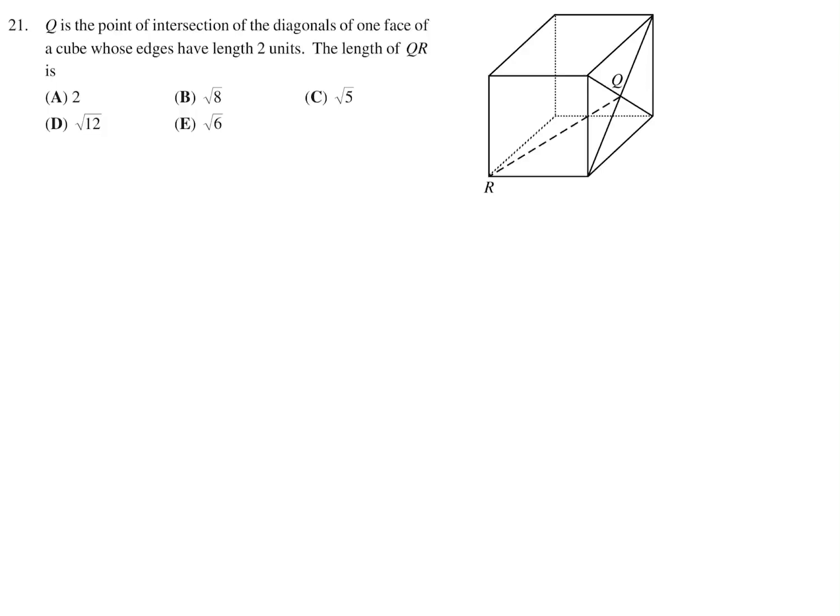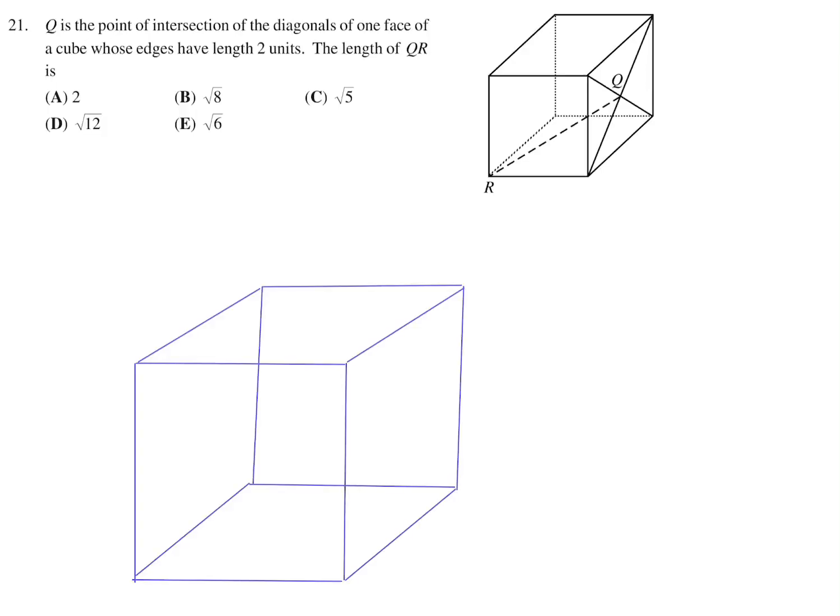All right, let's draw this out a bit bigger. So here's our cube, and I'm going to draw the diagonals now. There's one diagonal, and there's another diagonal. And this is the line that they are most interested in this question. And of course, this is Q, and this is R. So the only piece of information they've given us is that the cube has edges of length 2. So this is 2, this is 2, this is 2, and so on. You get the point. All the edges have the length 2.